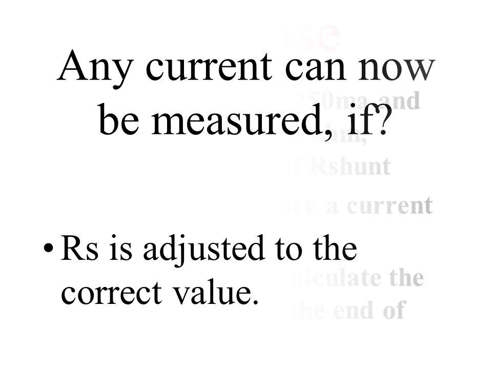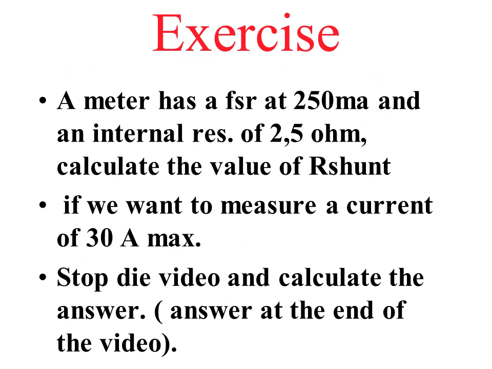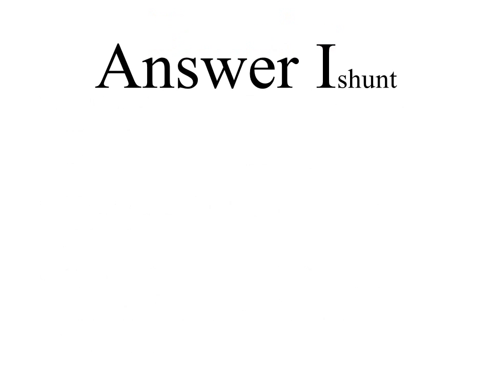Do the following exercise. Stop the video here and work out what the Rs or shunt resistor will be in this specific instance. Stop it now and check the answer on the next slide. The answer for Ishunt is 0,021 ohms.